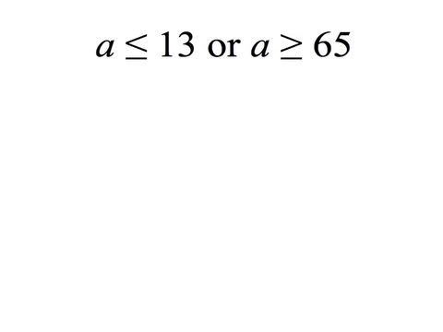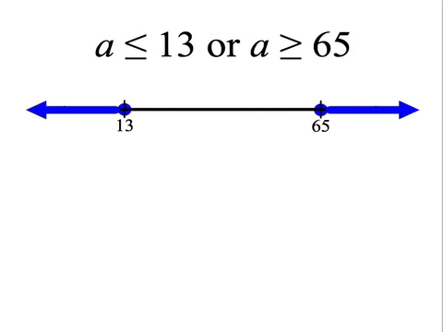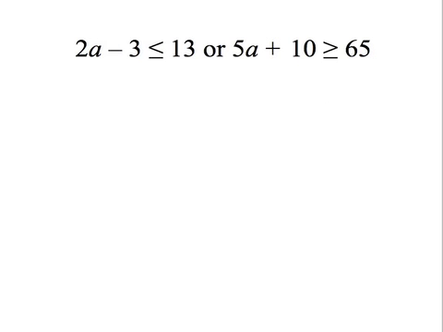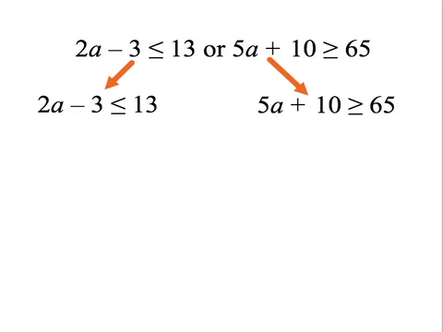Here's a compound inequality. A is less than or equal to 13, or A is greater than or equal to 65. We can graph it as shown. Here's another compound inequality. There's two inequalities separated by the word or, but neither one is solved. So we're going to split them up and give ourselves a little room, and we're going to solve each one.